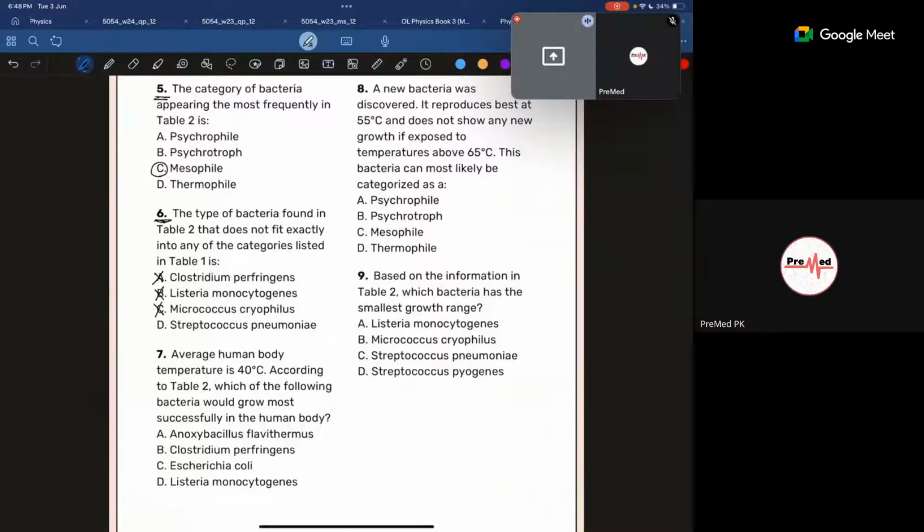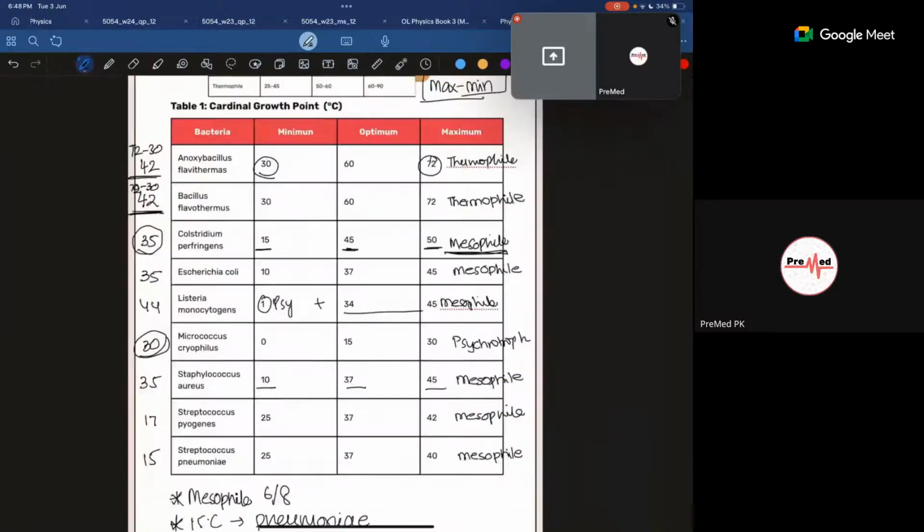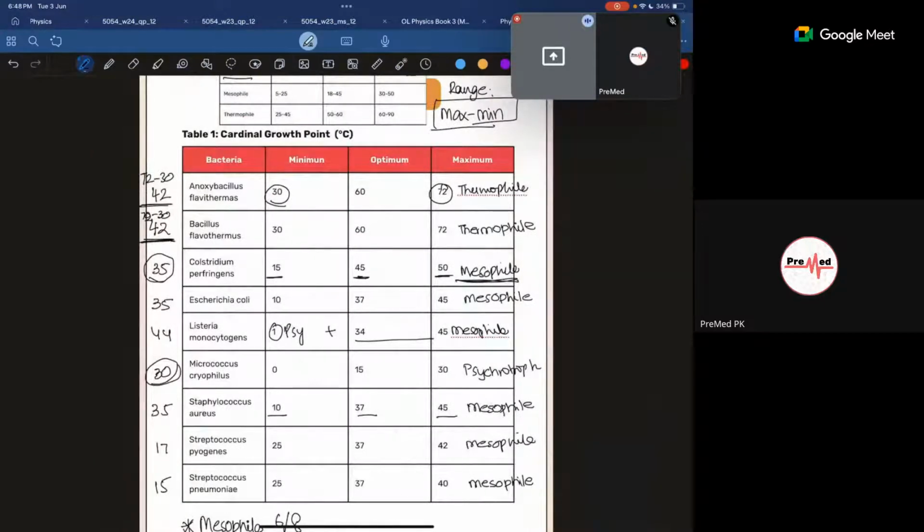So the last one is Streptococcus pneumonia, which is the answer in this case, and I will explain you why. We already mentioned that Streptococcus pneumonia was in the mesophile category. But we can see that mesophile typically has a minimum of 5 to 25 degrees Celsius, and the problem over here is that it lies in the upper range of the mesophile category. Like 5 to 25 was the minimum one, and it lies in the upper range of minimum, that is 25 degrees Celsius. Along with that, we can see the optimum is okay. There is nothing wrong with this.